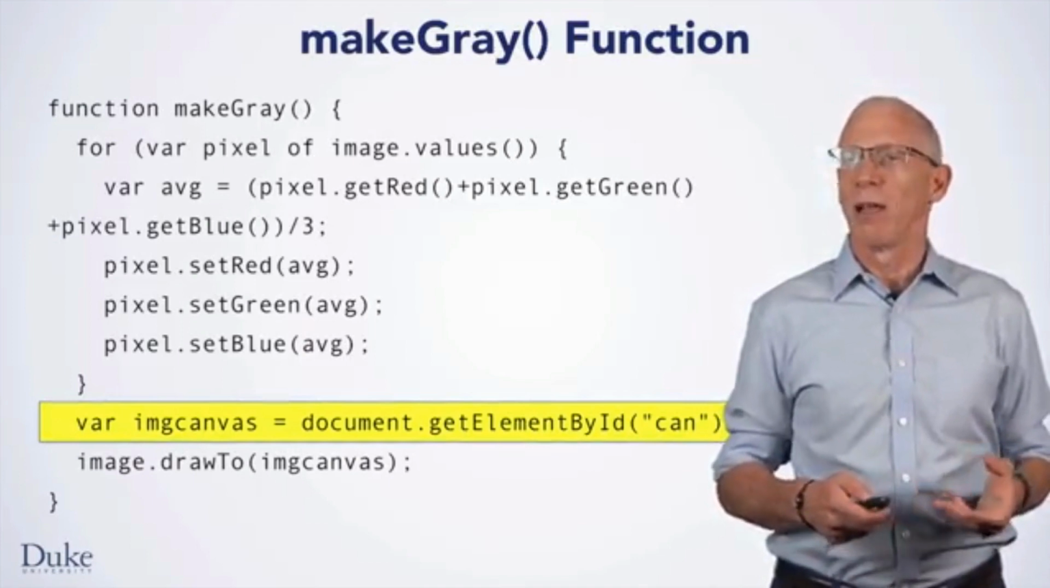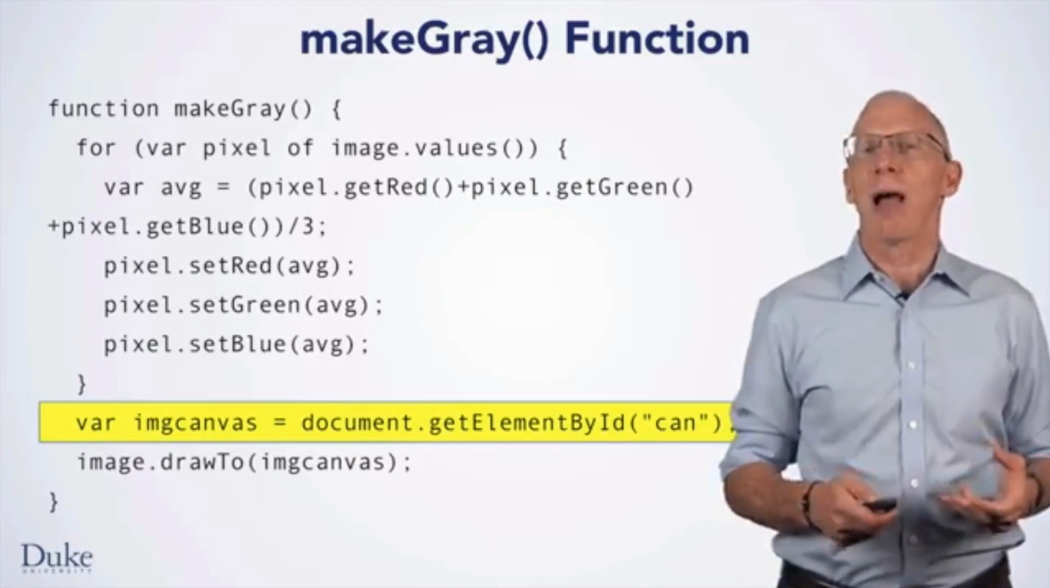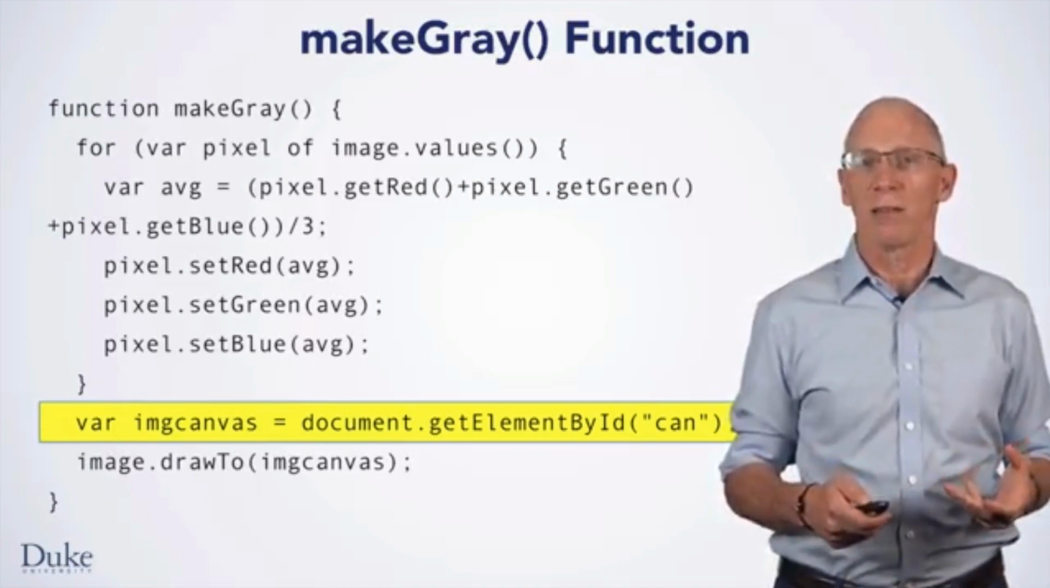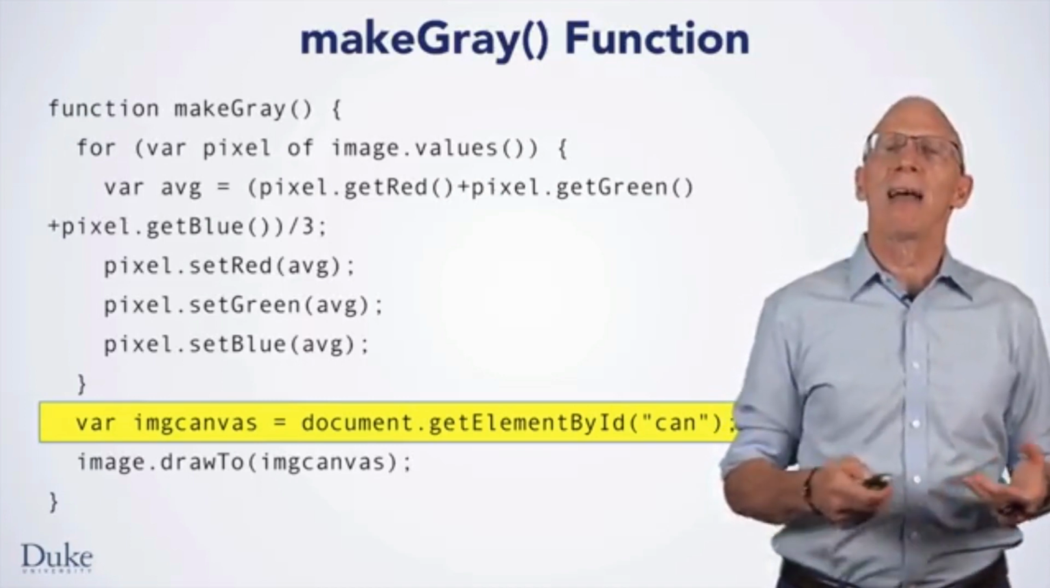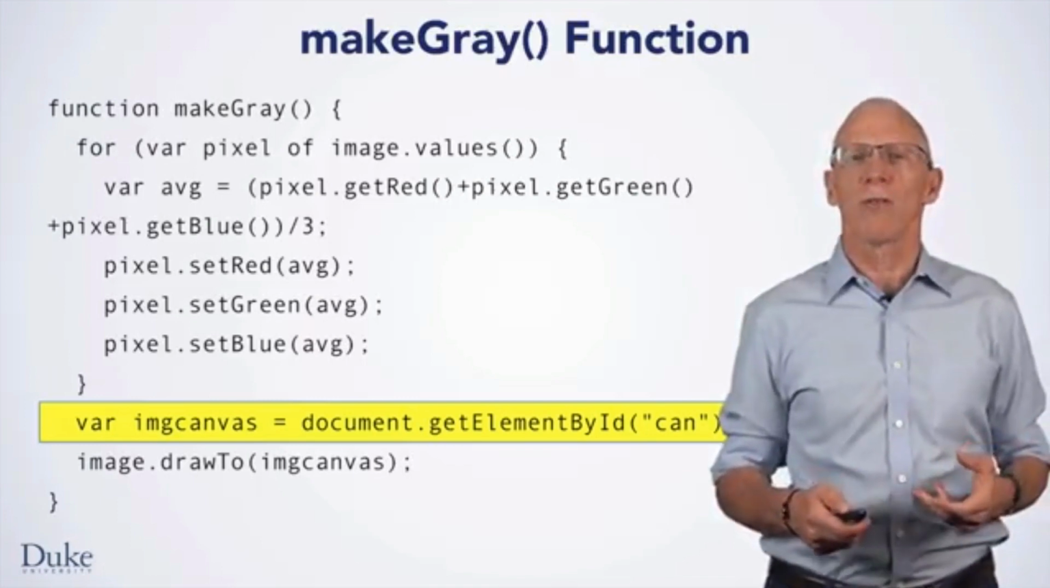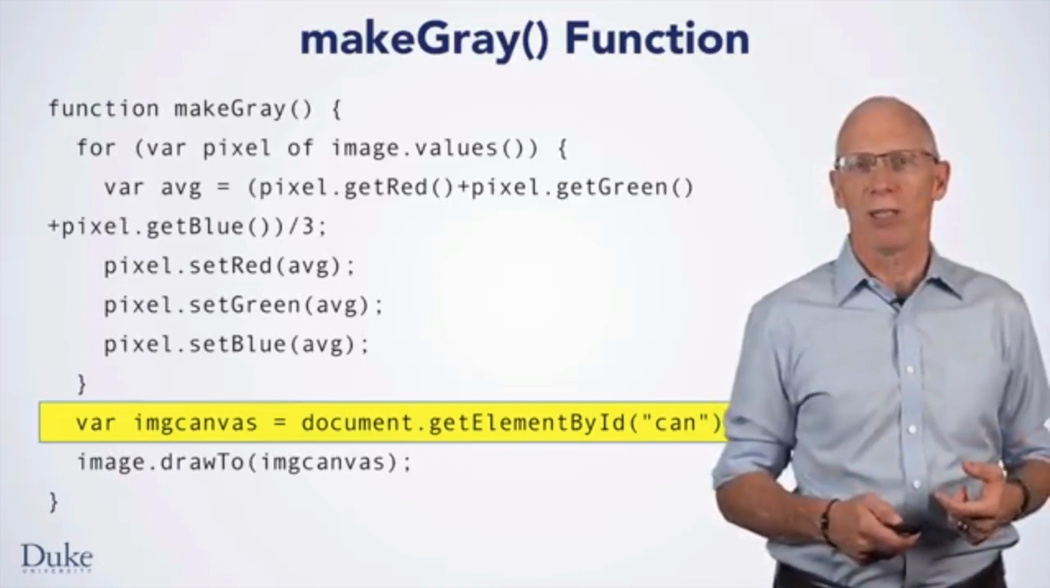Finally, to perform the third step of the algorithm, to display the grayscale image, we access the HTML canvas element by calling document.getElementById with the ID of the canvas. Here that's CAN or can. We use this canvas by passing it to the image's drawTo method, so the image draws itself in the canvas and we see it on the web page.